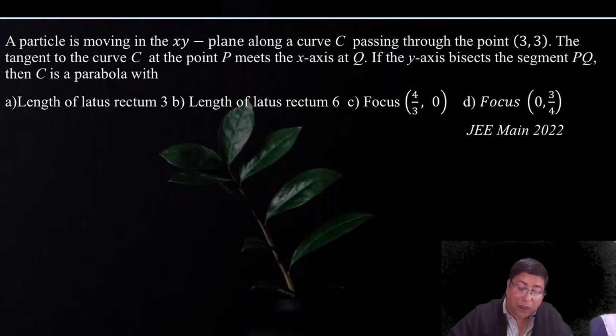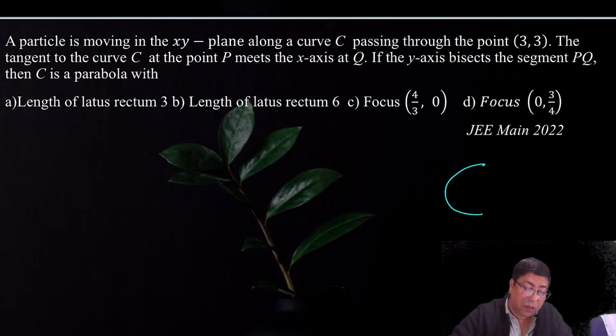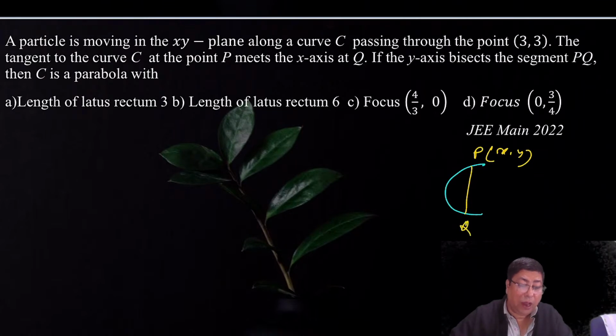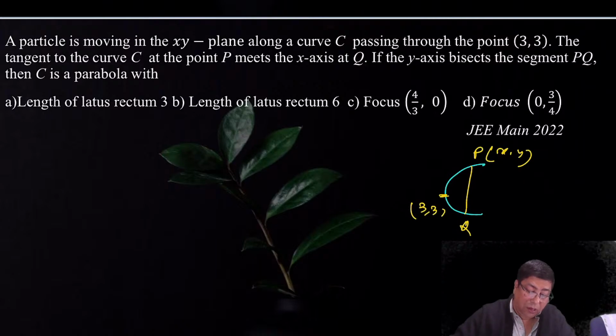So first of all, this is the parabola, and this is the P point. P point is x comma y, and this is the Q point, and the parabola is passing through 3 comma 3. So what can be done here? Suppose this is any point xy. Suppose P point is xy.